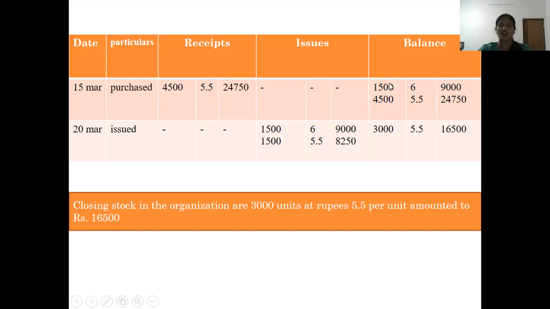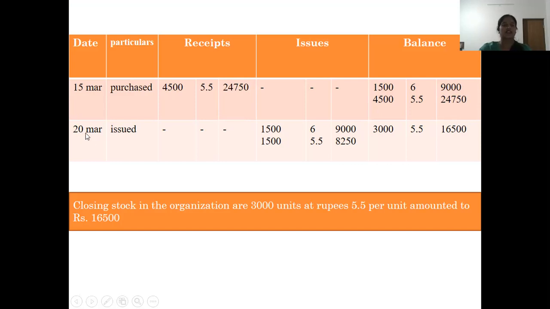This is the first lot and this is the second lot. Earlier balance was 1,500, called the first lot, and now on 15th you have purchased 4,500. That is your second lot. What is the cost per unit? 5.5, amounting to 24,750. Now let us move on to the 20th March.